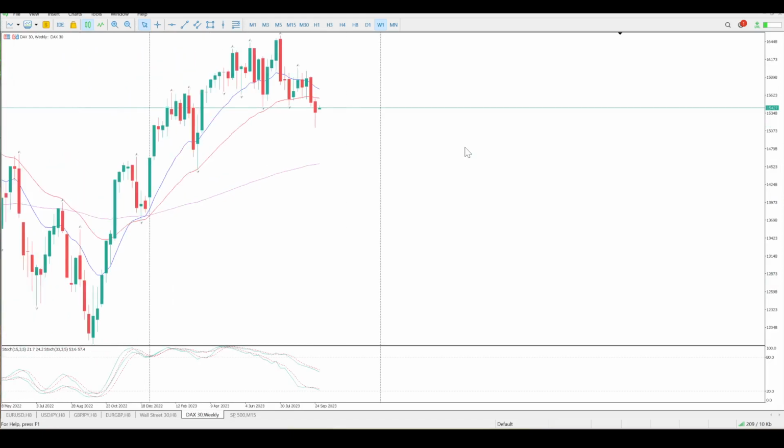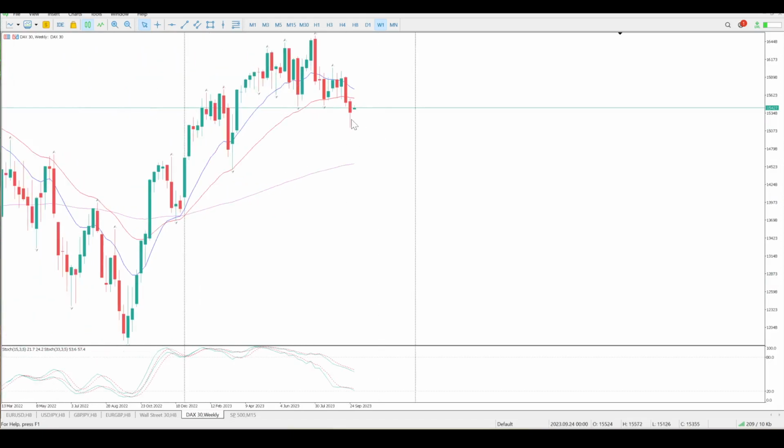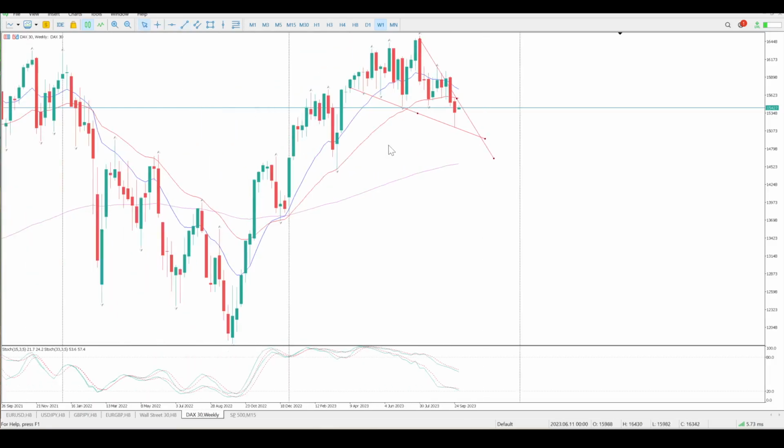I just want to get onto the weekly quickly. As you see, we do have a half-hearted weekly pin bar here. This diagonal is quite important, as is that one. So that is a flag at the moment.